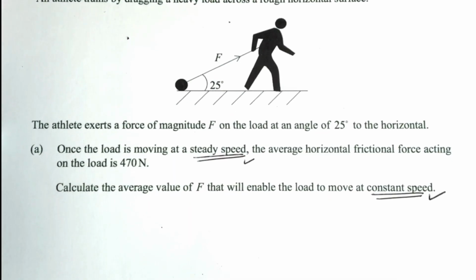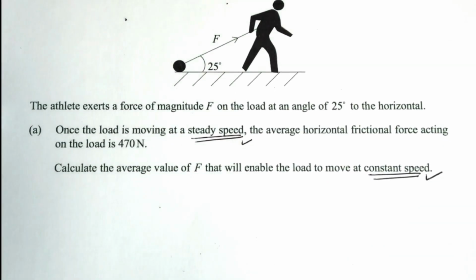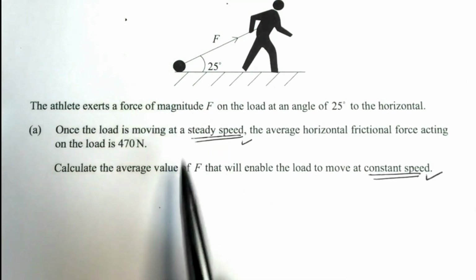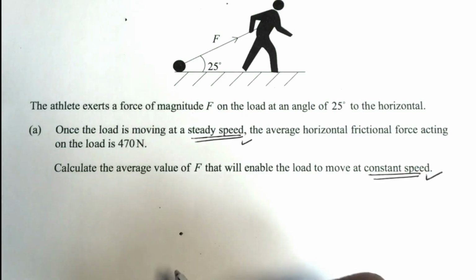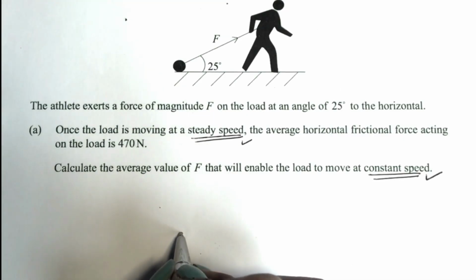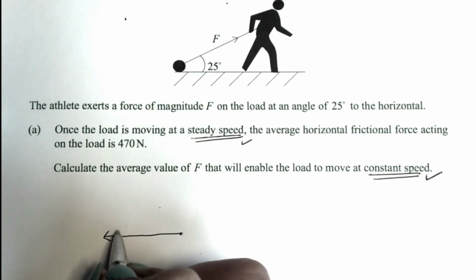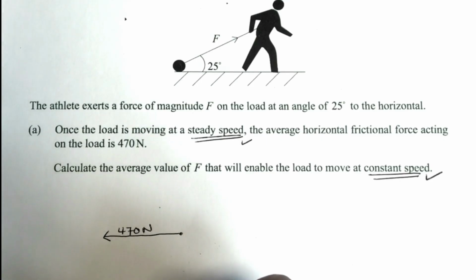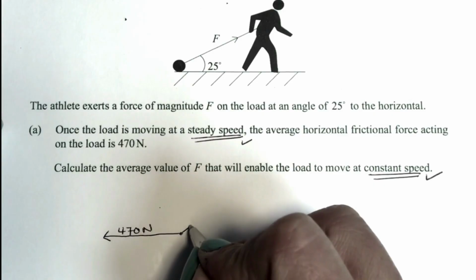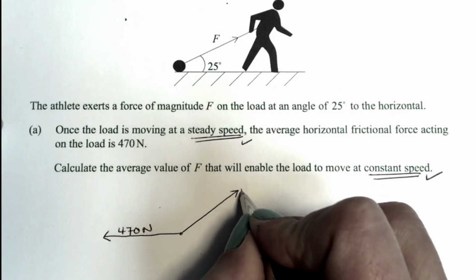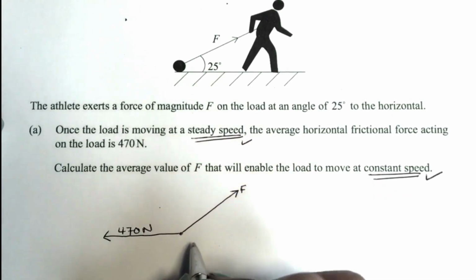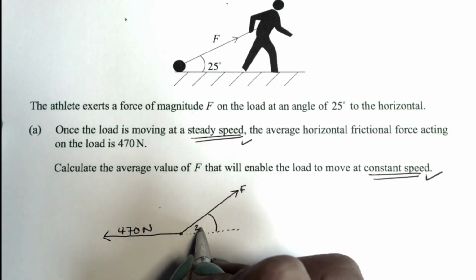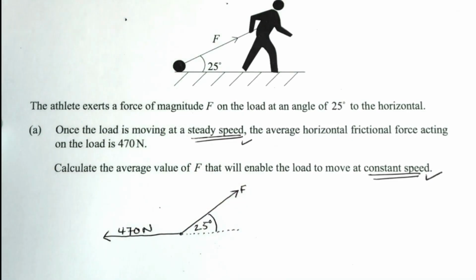Rule number 2 was to draw a free body diagram. So the load that we're interested in, the mass that will become a point mass, is this load here. We'll draw that as a point. We know that 470 newtons act backwards along the frictional surface as friction. We know that the athlete exerts a force F in that direction. We don't know the magnitude of it, but we do know that it's at 25 degrees to the horizontal.